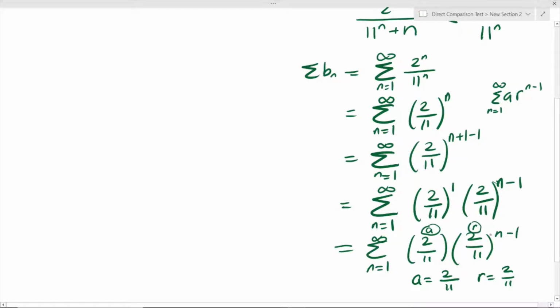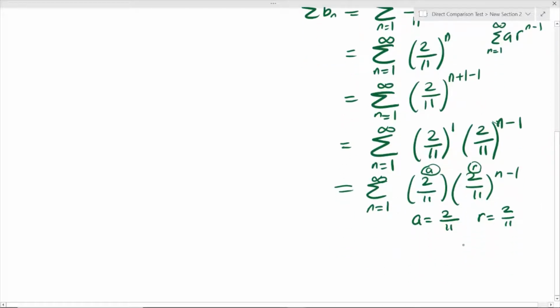And r is to the exponent of n minus 1, just like here, so it matches up exactly. So since we know this, and since we know that for geometric series, the absolute value of r, if it's less than 1, then the geometric series would be convergent. So here we have 2 over 11, and the absolute value of this is going to be less than 1, so therefore, the series Bn in this case is convergent.